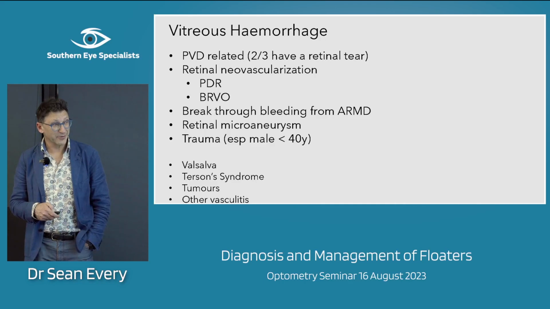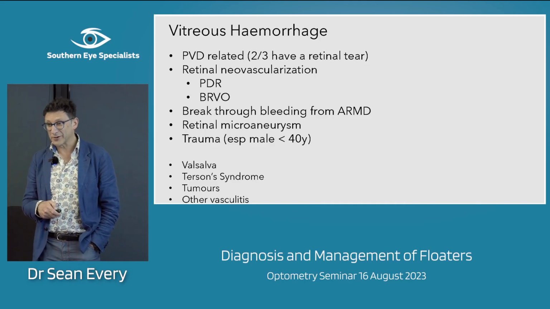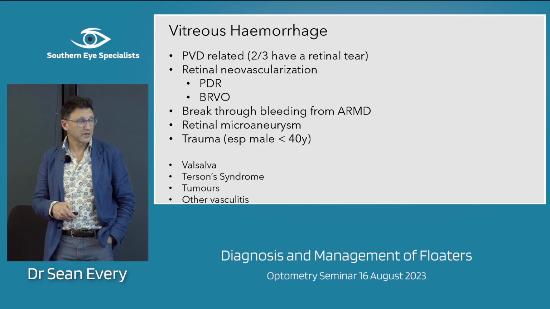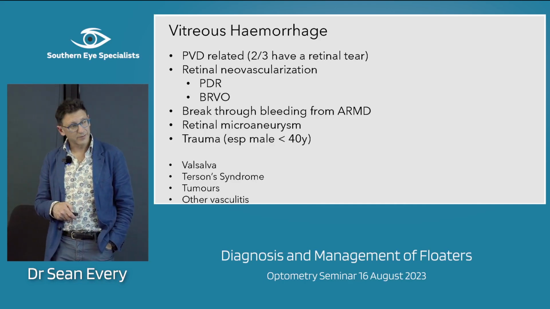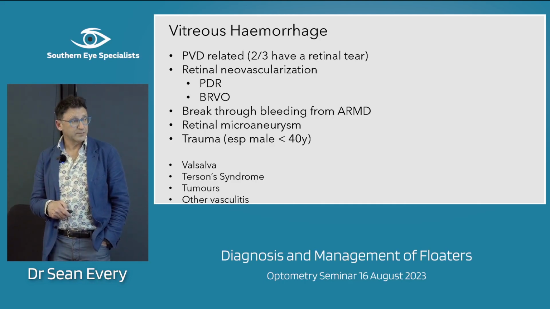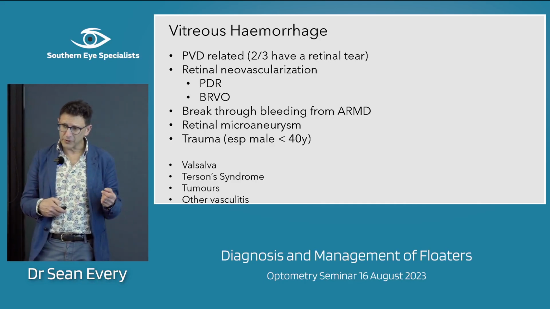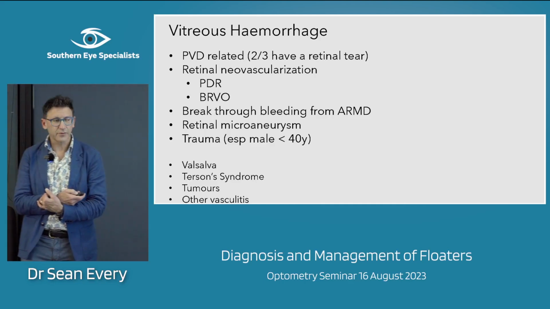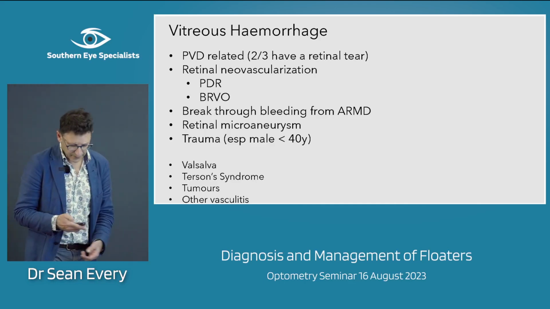That's supposed to be macroaneurysm, sorry. That can bleed as well. I'm sure you know what they look like, and they're generally associated with females, hypertension, trauma, especially young men, but other weird things as well. Valsalva can sometimes rupture and cause bleeds. Terson syndrome, which is when you have a subarachnoid hemorrhage or an intracranial hemorrhage, and for some reason, no one really knows why, they get bleeds in the eye as well. Tumours can bleed, and anything that inflames blood vessels.